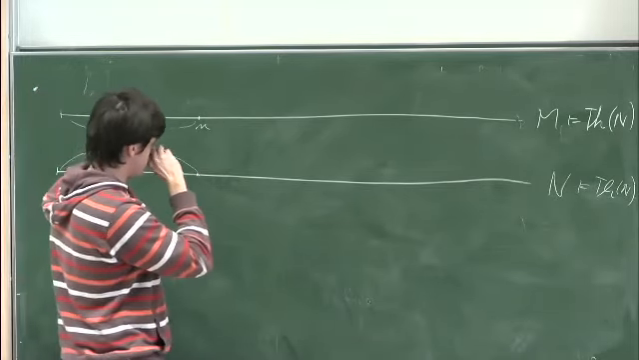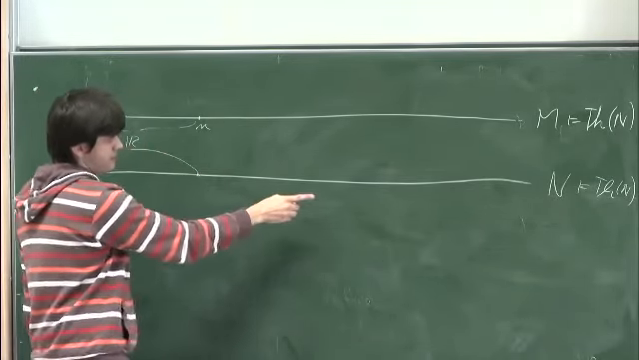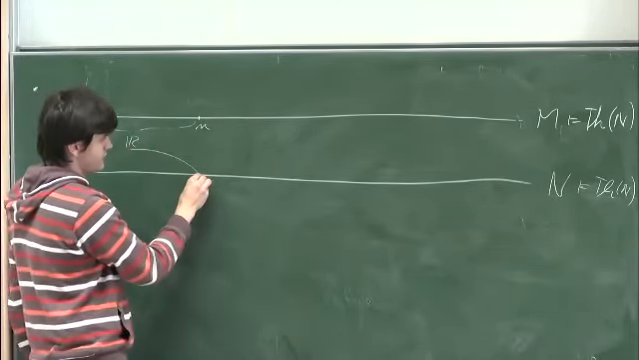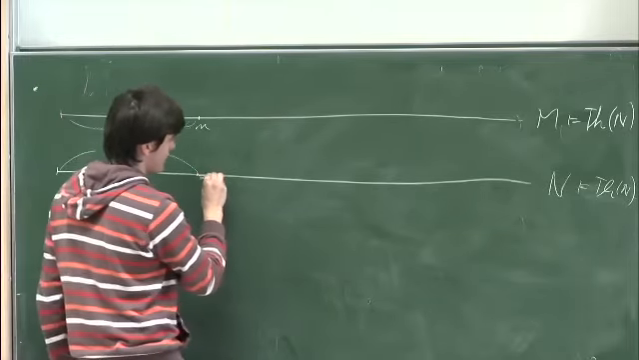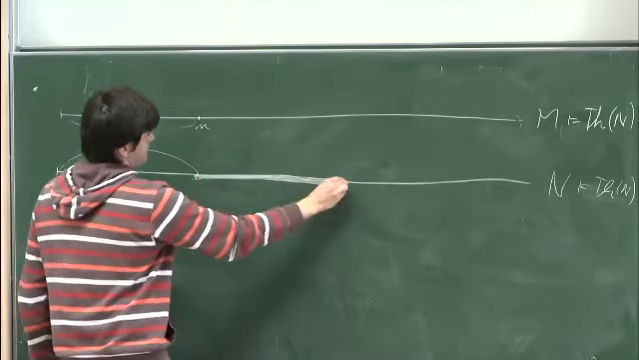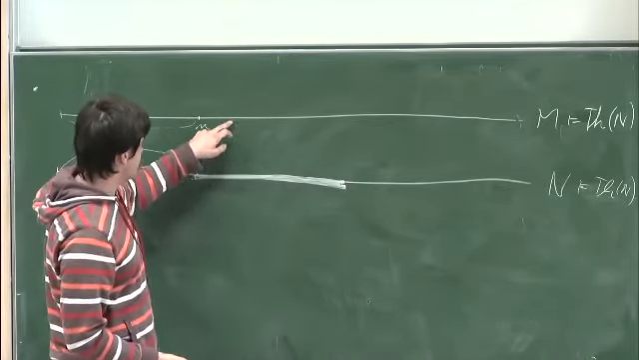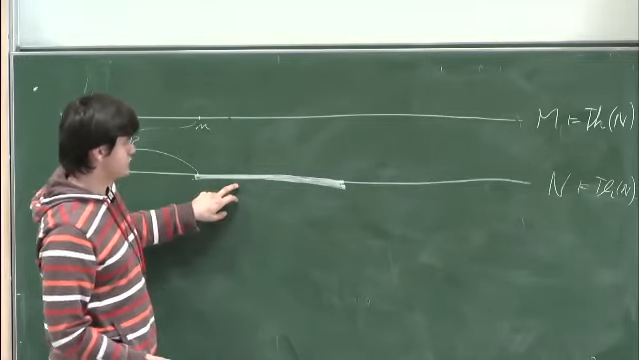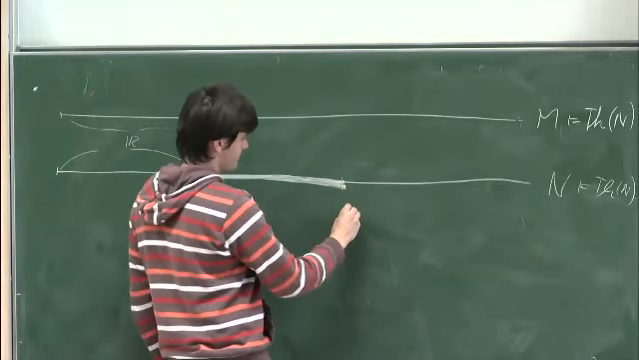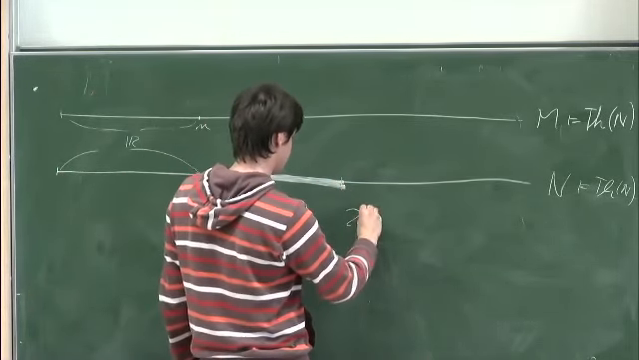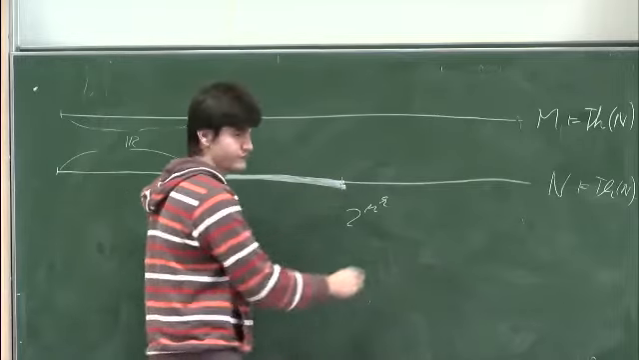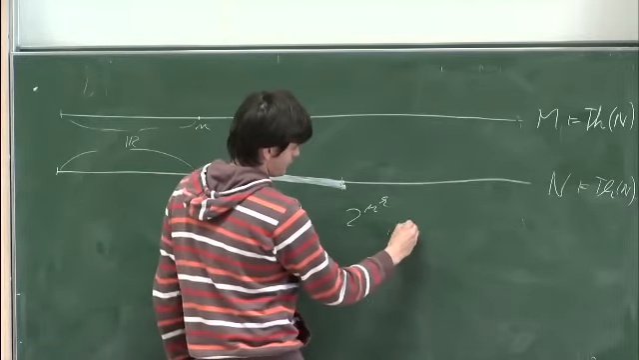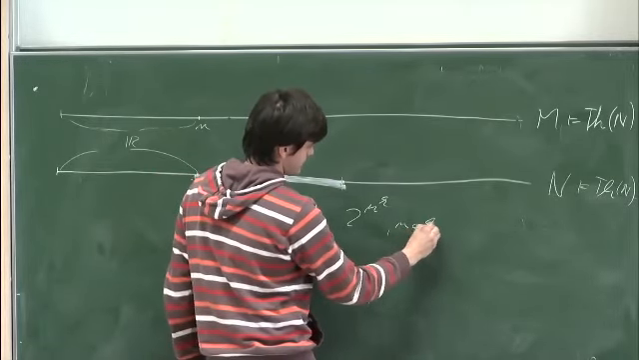and another condition is that this N is kind of thicker than the model M, so it contains every element from here is also in N, and this goes up to some 2 to the n to the k for all standard k.